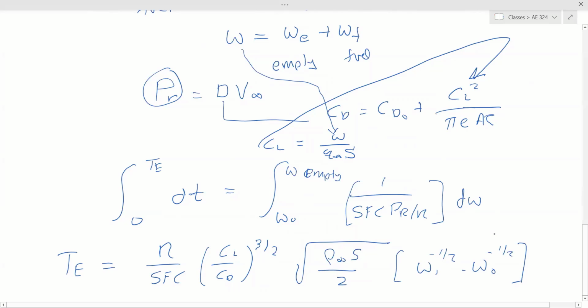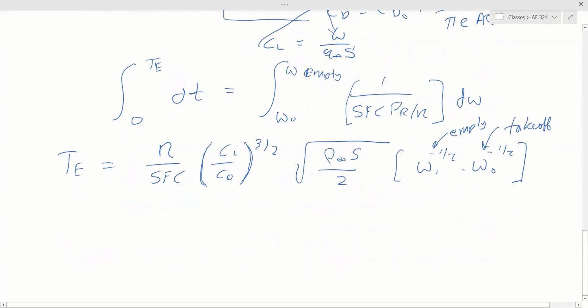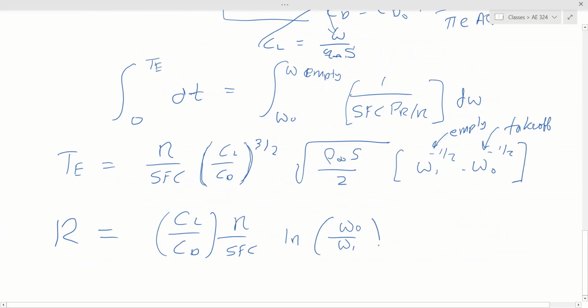And so this is the takeoff weight, and this is the empty weight. So you know the empty weight, you know how much fuel you have on board. You get takeoff weight and everything else you can calculate here. CL over CD is just the lift to drag, so that's a value you can plug in so you can calculate your endurance time. And then the range comes from a similar integration. So you can get the range.